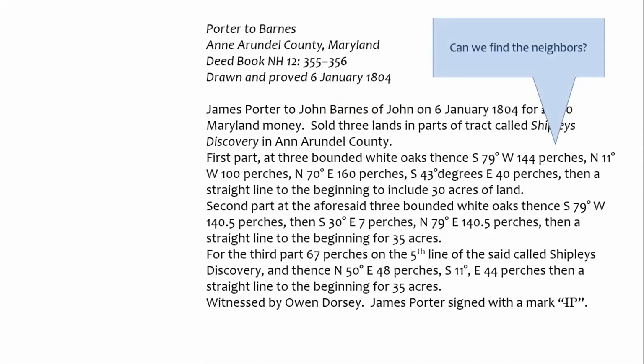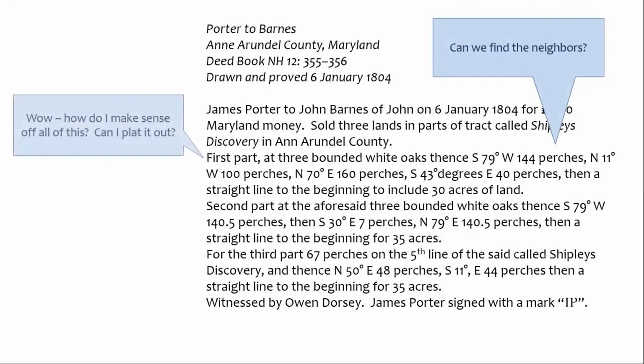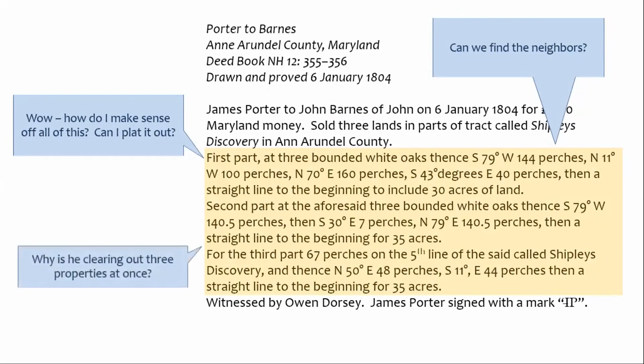Can we find the neighbors? That's a good question. How do I make sense of all of this? And why is he clearing out 3 properties at once? Why? Where's he going to live? Does he have other land?